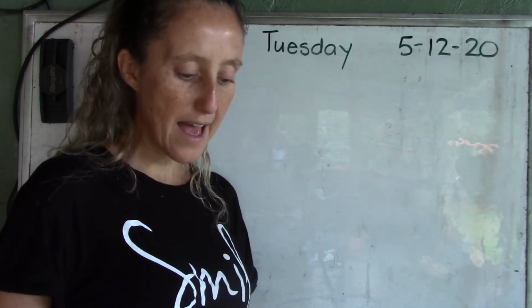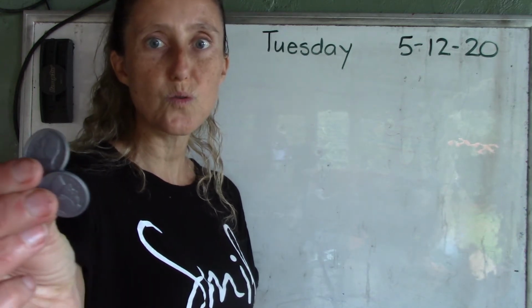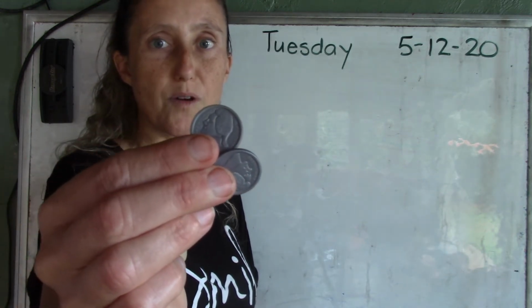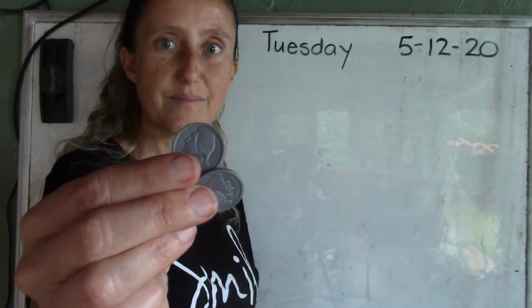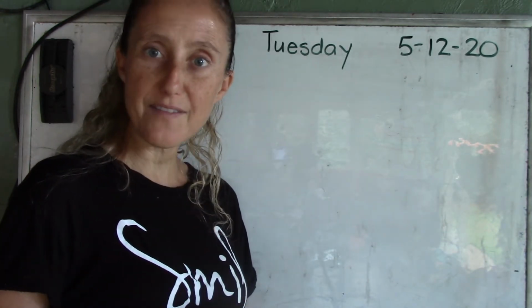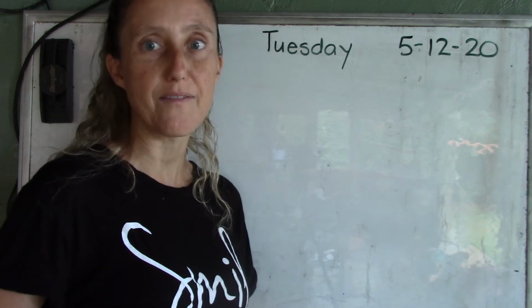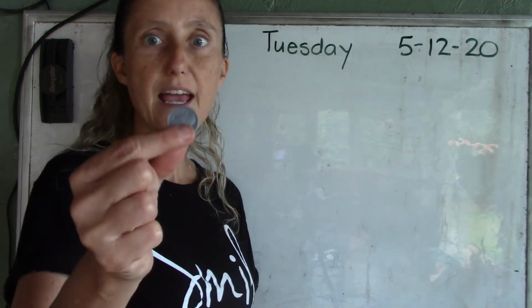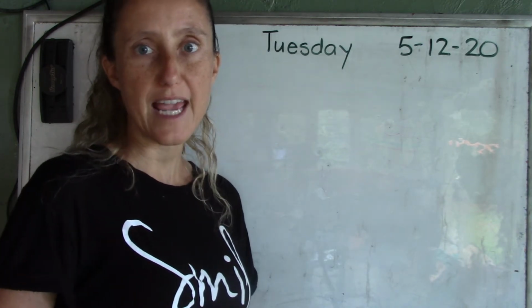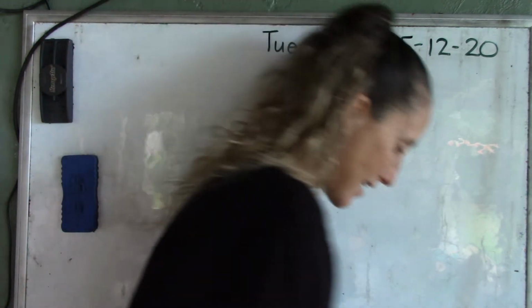And then I have these 2 coins right here. They're the same coin. A nickel. How much are nickels worth? 5. So I have 75. I'm going to count on by 5s. 75, 80, 85. So I have 85 cents in coins.